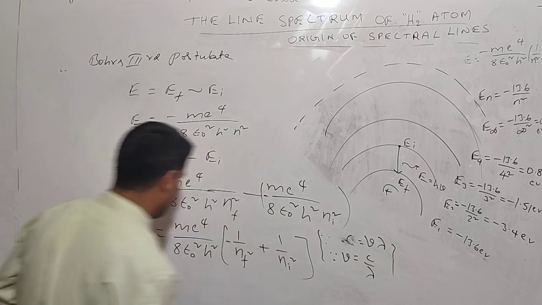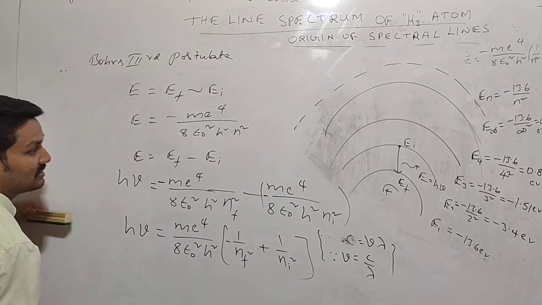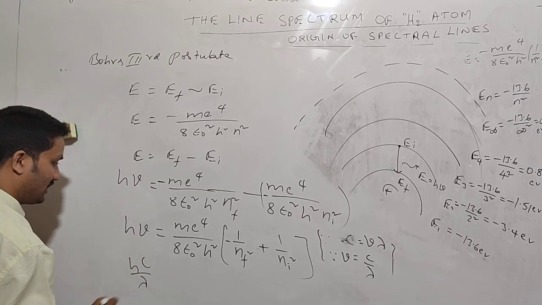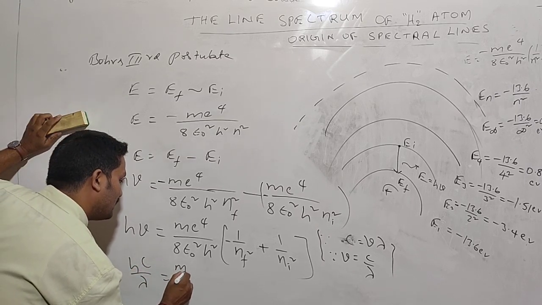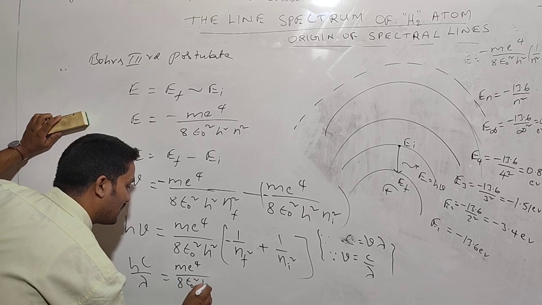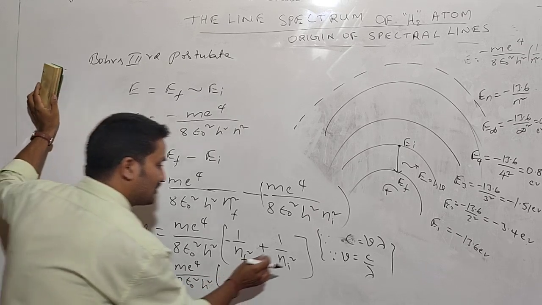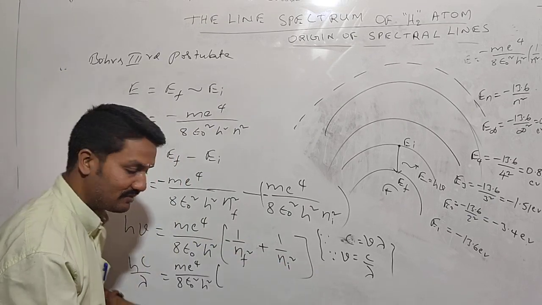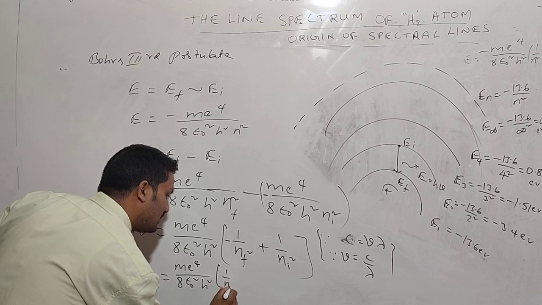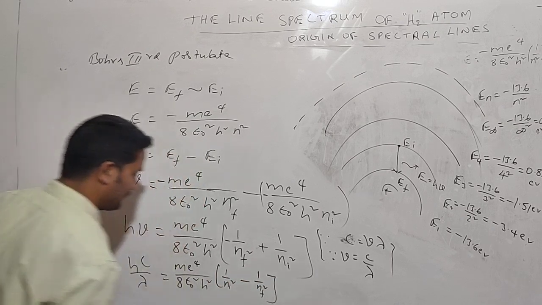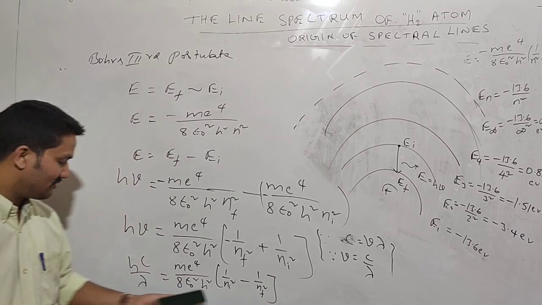Then what happened here? hν means, how do we write it? hc/λ is equal to me⁴ divided by 8ε₀²h², into 1/Ni² minus 1/Nf². So this one is the formula.